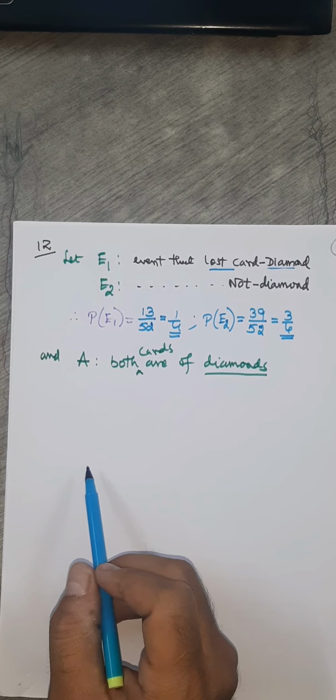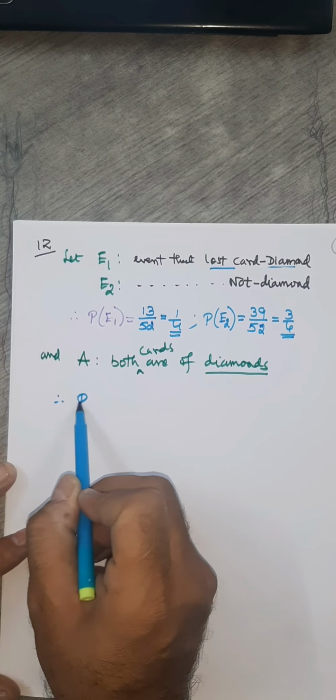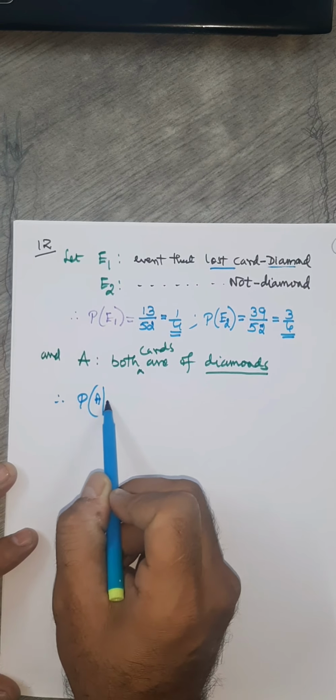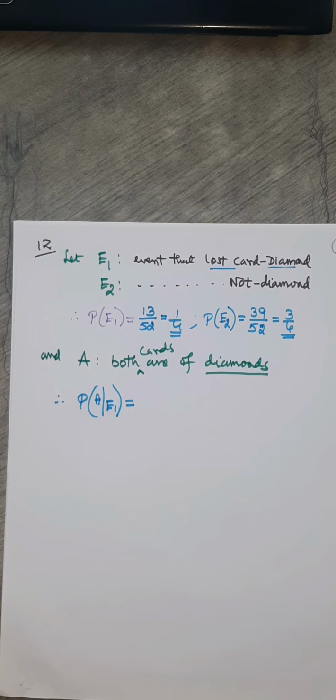Okay, now we just consider this conditional probability. Now the probability of the event A given the event E1. The event E1 has occurred.